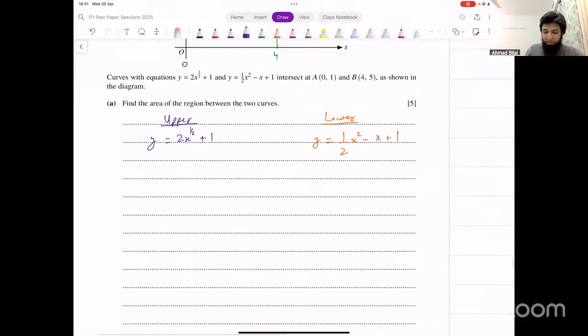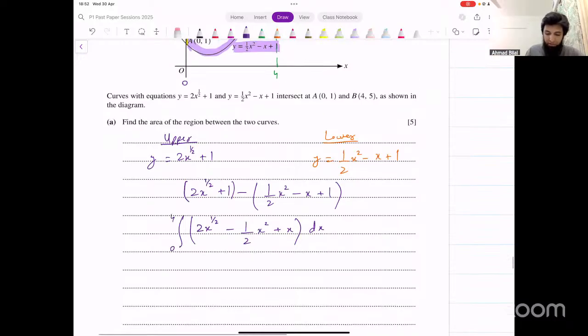So in this case, let's find the difference of these two functions. What does that turn out to be? 2x power 1 over 2 plus 1 minus half x squared minus x plus 1. Let's simplify this. 1 and 1 get cancelled, and we're left with 2x raised to power 1 over 2 minus half x squared plus x. This is the expression. Now we can integrate this, input the limits from 0 to 4, and that's going to give us the result.